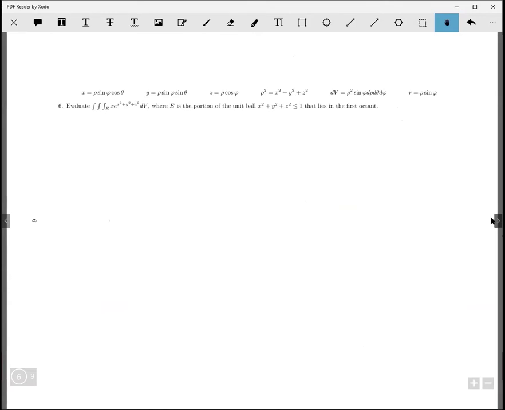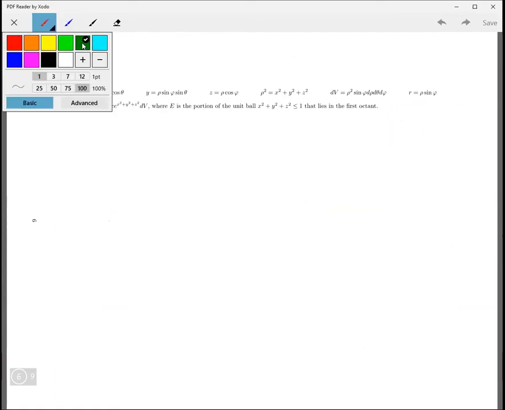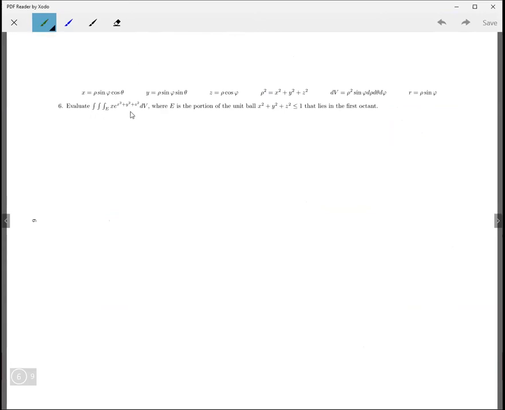Okay, so let's move on to number 6. Evaluate this integral where E is the portion of the unit ball that lies in the first octant. The unit ball is kind of like the sphere. The difference is that the sphere would be rho equals 1, so it would just be the surface. The sphere is just the shell, just the surface of the ball. And the ball is the surface and the inside, everything all together, okay?